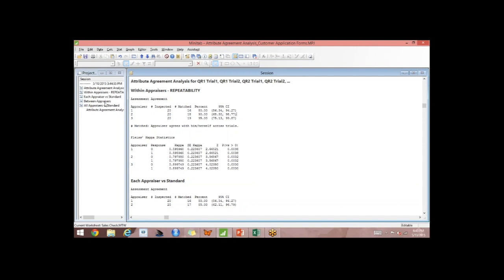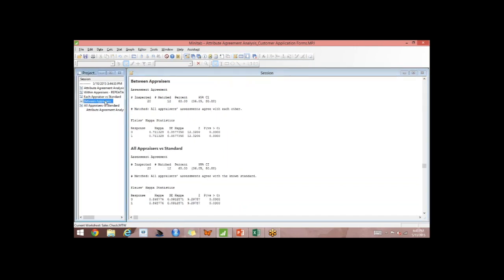Now let us look into between appraisers. What does this mean? Let us understand this for a while. There are 20 customer application forms which were inspected and 12 matched. 12 by 20 multiplied by 100 is 60. But where am I getting this 12 from? Let us go back to the worksheet and understand. Click on this icon, show worksheets folder, to go to the worksheet.